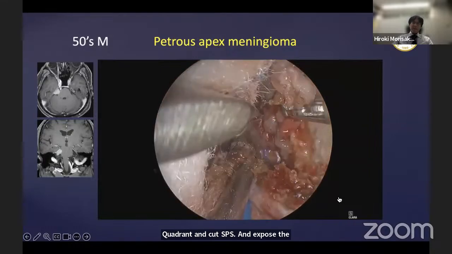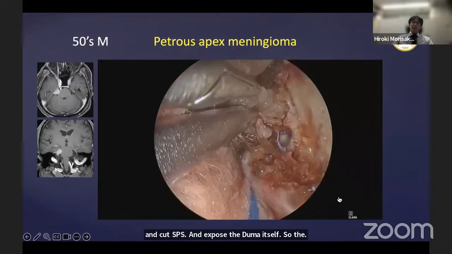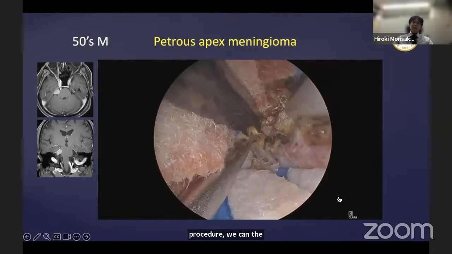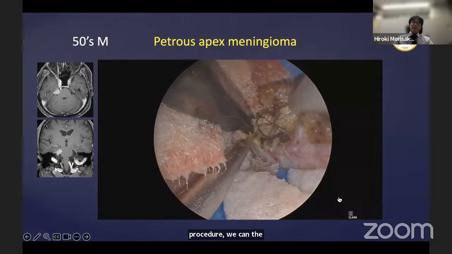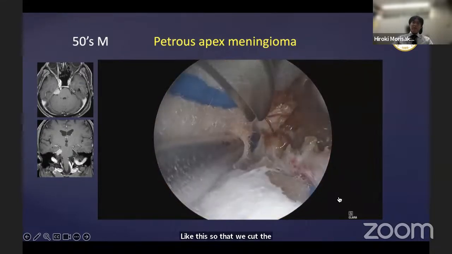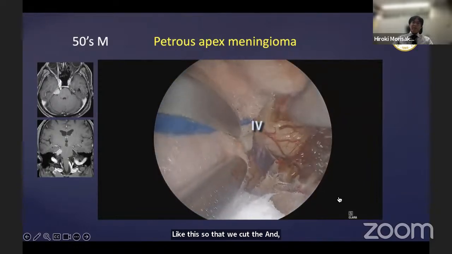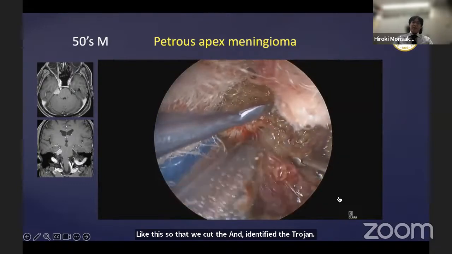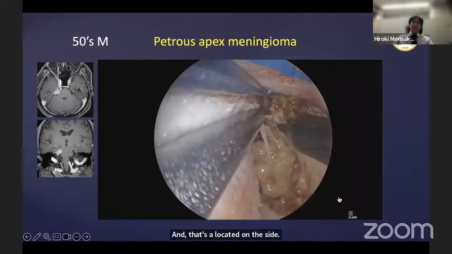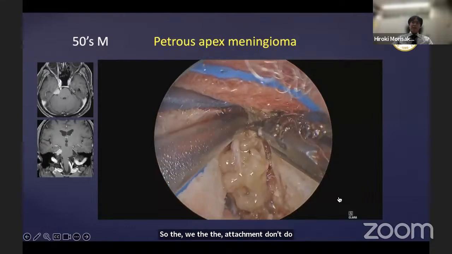Now that we reach the posterior edge of the tumor, through this procedure we can detach and devascularize the tumor itself like this. So we cut the medial edge of the tentorium and identify the trochlear nerve. And the tumor was located on the anterior side. So we removed the attachment of the tumor's anterior edge.